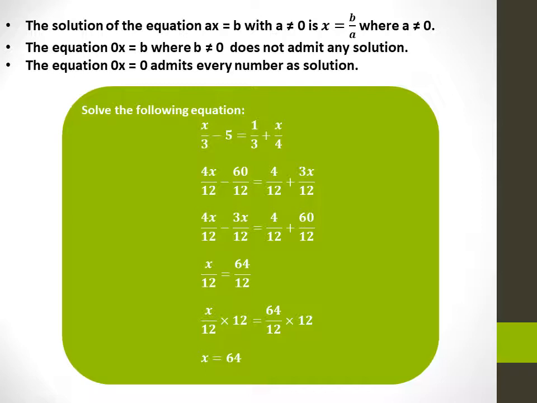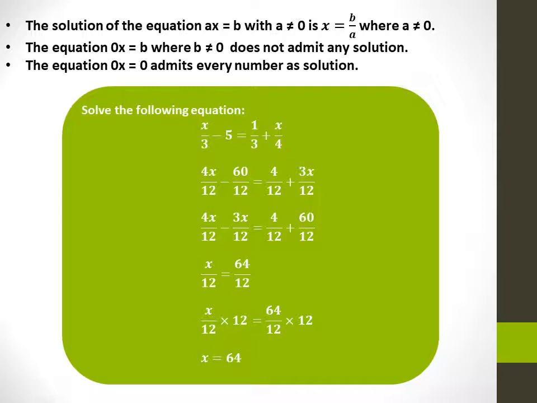Now we move 3x over 12 from the second side to the first side and negative 60 over 12 from the first side to the second side. We obtain 4x over 12 minus 3x over 12 equals 4 over 12 plus 60 over 12. Then x over 12 is equal to 64 over 12.